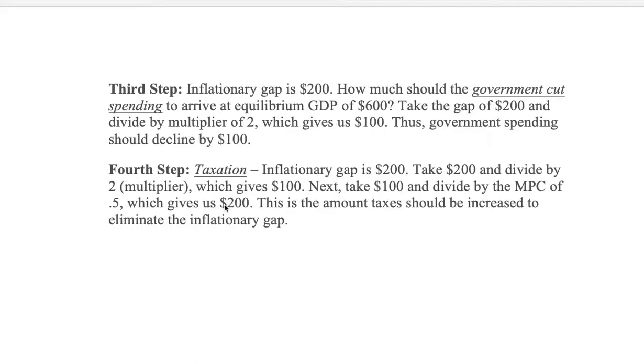So kind of think through that. Let me go through this one more time. You take that inflationary gap, taxation now, 200. I'm going to divide that 200 by my multiplier. That's going to give me 100. I'm going to take that 100 and divide it by the MPC of 0.5. And that's going to give me the 200 billion of tax increases.